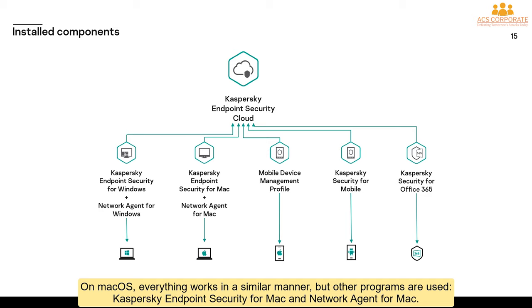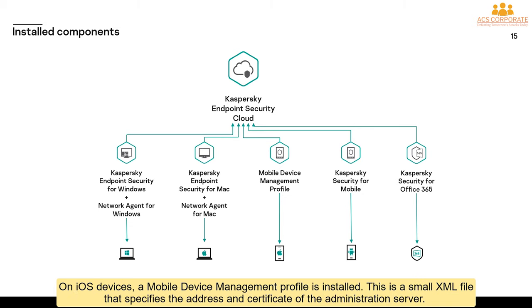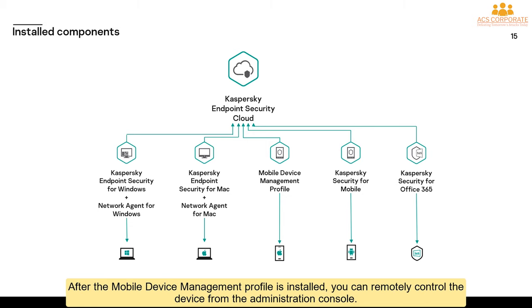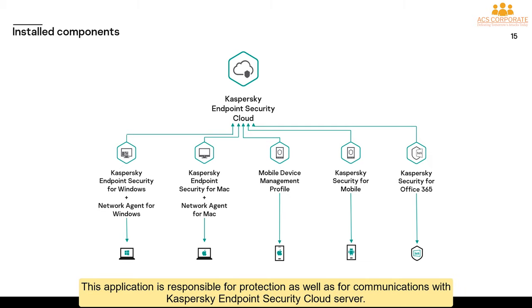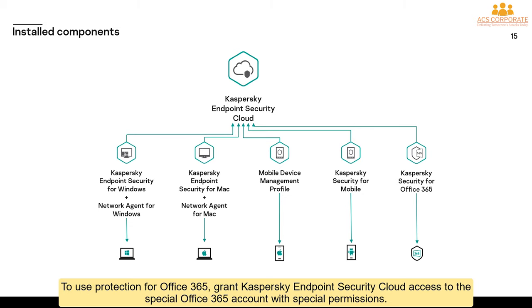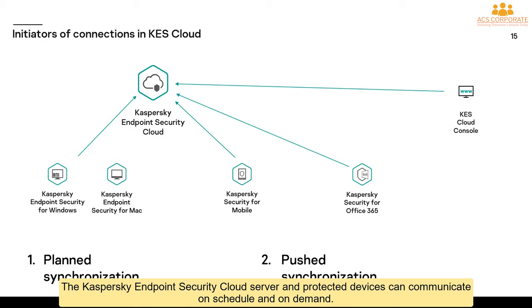On macOS, everything works in a similar manner, but other programs are used: Kaspersky Endpoint Security for Mac and Network Agent for Mac. On iOS devices, a mobile device management profile is installed. This is a small XML file that specifies the address and certificate of the administration server. After the mobile device management profile is installed, you can remotely control the device from the administration console. On Android, Kaspersky Endpoint Security for Mobile is installed. This application is responsible for protection as well as for communications with Kaspersky Endpoint Security Cloud Server. To use protection for Office 365, grant Kaspersky Endpoint Security Cloud access to the special Office 365 account with special permissions.